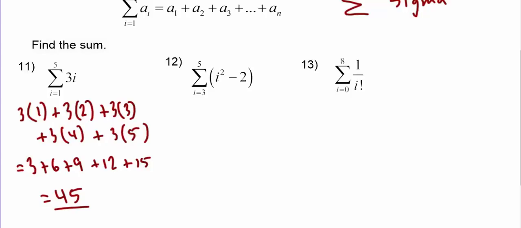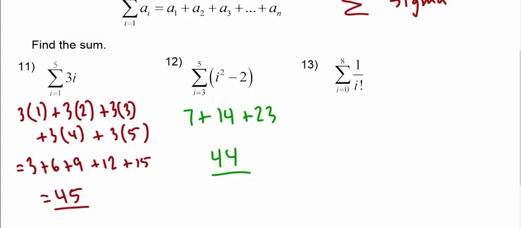Let's do another one. This is the sum of i equals 3 to 5 of i squared minus 2. So I'm just going to plug in these three numbers, 3, 4, and 5, and we'll do a little more mental math this time. 3 squared minus 2 would give me 7. 4 squared minus 2 would give me 14, and 5 squared minus 2 would give us 23. If we add those together, we get 44.